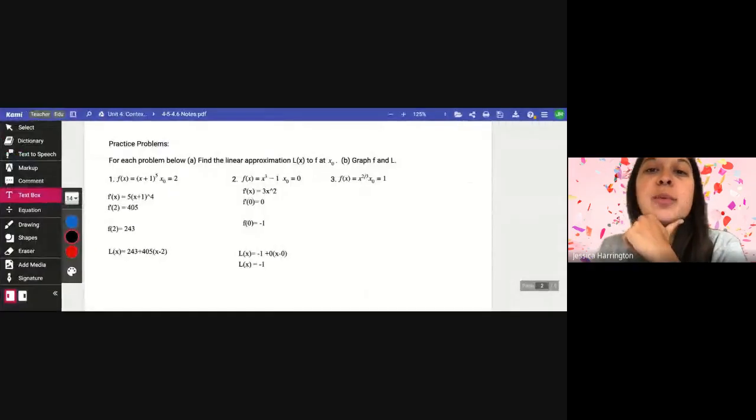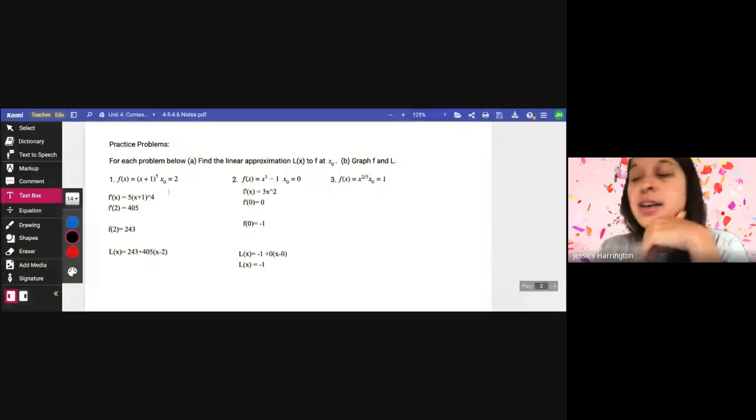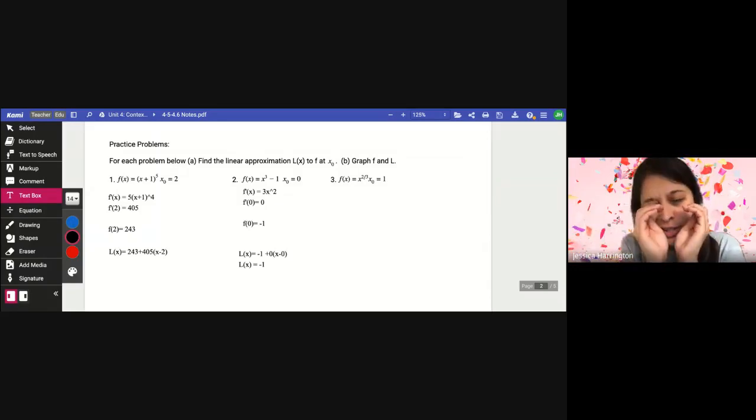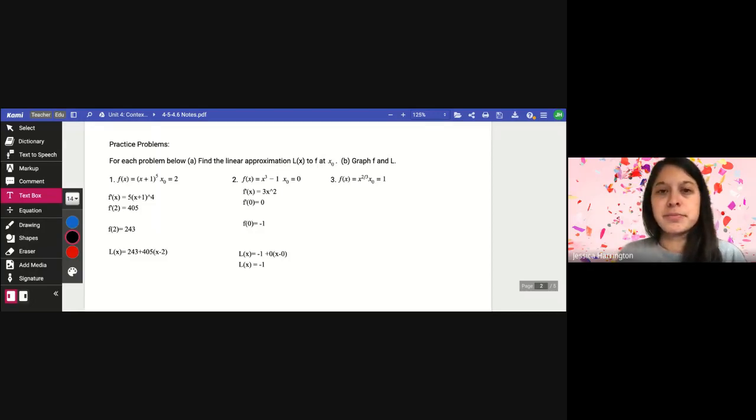So hopefully what I want you guys to see out of this is all you're doing for linear approximation is taking the equation of the tangent line and using it to approximate that function in this very small zoomed in window. Okay, so you can use it to find values. Let's try one more.